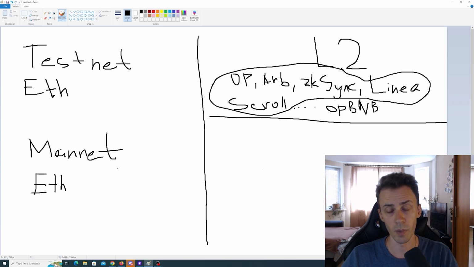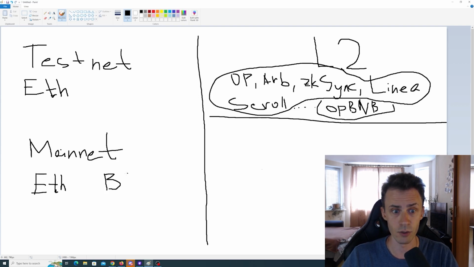And same goes for the mainnet. These chains utilize ETH as a token to pay the gas. And if we take the case of opBNB, it's not gonna utilize another token. It's gonna utilize the BNB token to pay the gas, and this BNB token is gonna be bridged from the L1 BNB chain. Okay, so we established that.